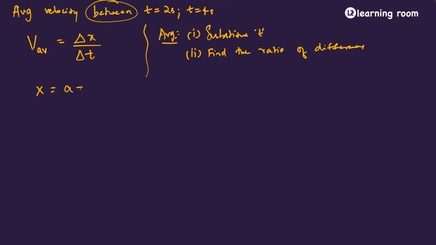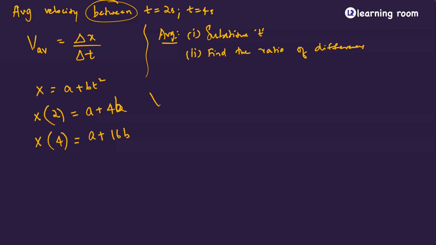x is equal to a plus bt square. So x in the bracket, what you write is 2. How you read this is displacement of the particle at 2 seconds. So this is a function. x of 2 means you will take this 2 and substitute wherever time is there. So what will the answer be? a plus 4b. Similarly, x of 4 is going to be a plus 16b. So this is x1, this is x2. So t1 is 2, t2 is 4.